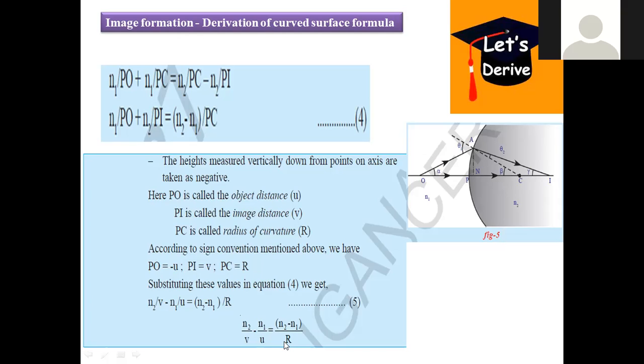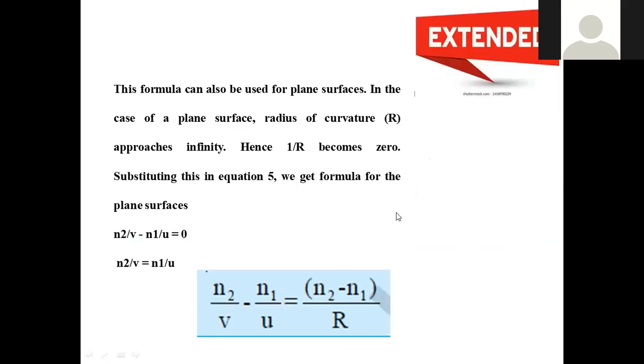This is the derivation of the equation for refraction of light on a curved surface. N2 is the refractive index in the denser medium, N1 is the refractive index in the rarer medium, V is the image distance, U is the object distance, and R is the radius of curvature. This is the finalized equation we got after the entire derivation. This equation can be extended further.